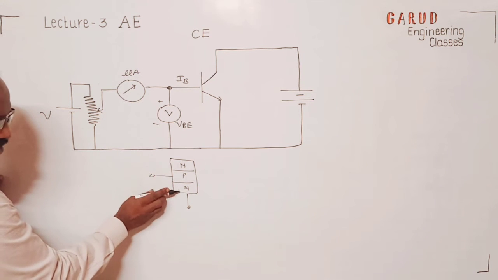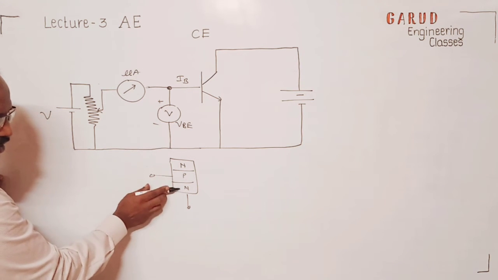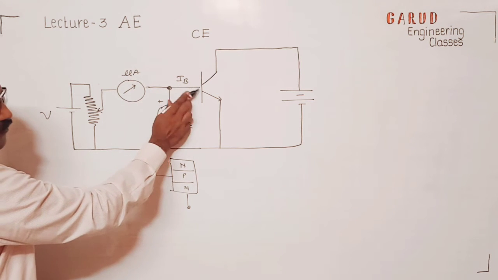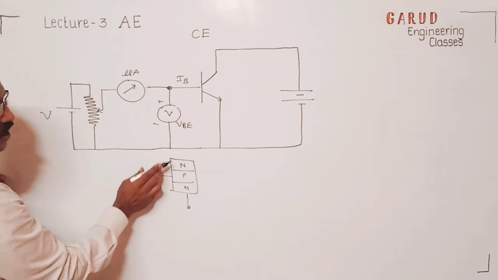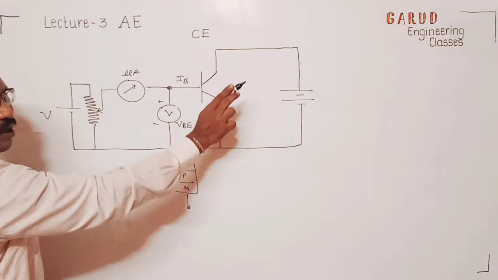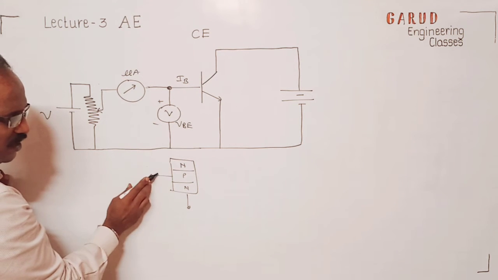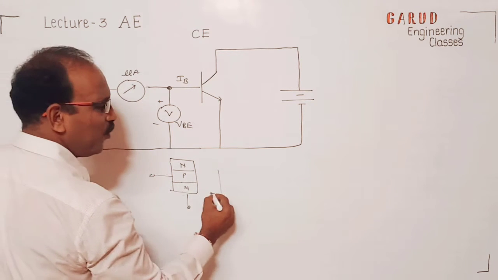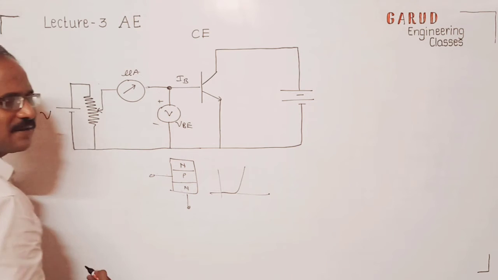Now you just want to see the behavior of the input part, the base to emitter junction. This junction I am not using. Base to emitter junction, what is the behavior? It's like a diode. So this behaves like a diode. You must know the diode characteristic like this.